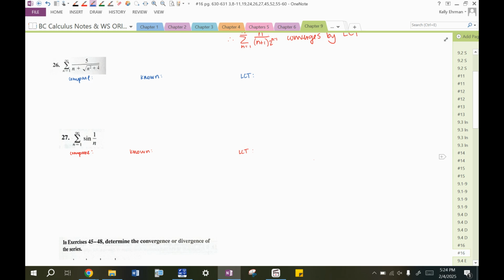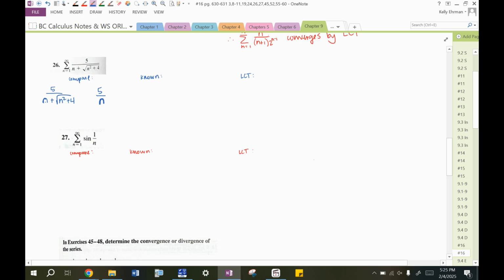Okay, number 26. We're looking at 5 over n plus square root of n squared plus 4. And what do I want to compare that to? You could just compare it to like 5 over n. Or I don't know if you're seeing that this is going to kind of be like 5 over 2n. You could do that too. I'm just going to do this.